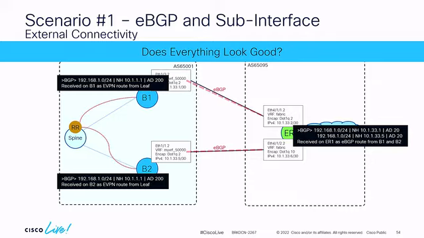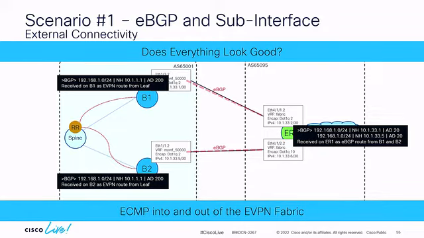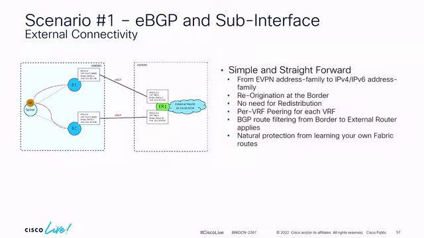And what else did we do? What else did we change instead of just the next hop? We changed the administrative distance from 200, which is iBGP learned within the fabric, to 20, which is eBGP learned on the outside. Done. Literally done. This is simple and straightforward.